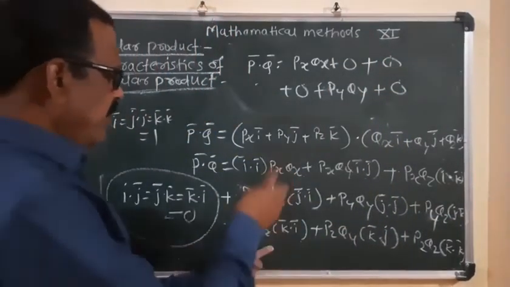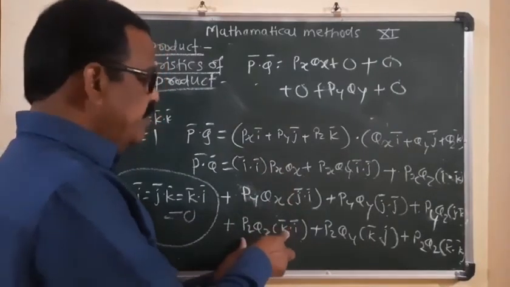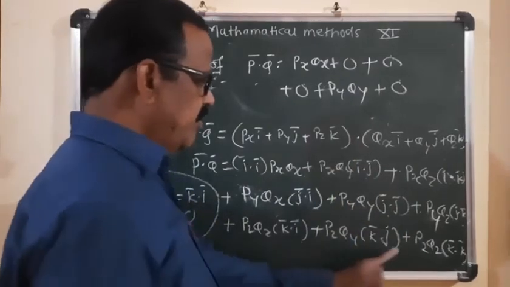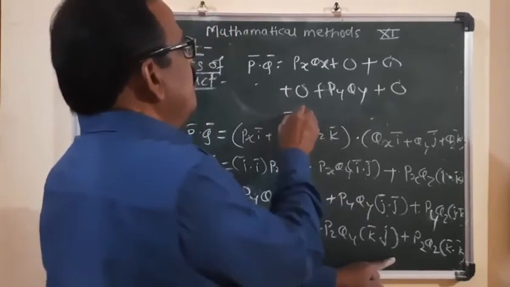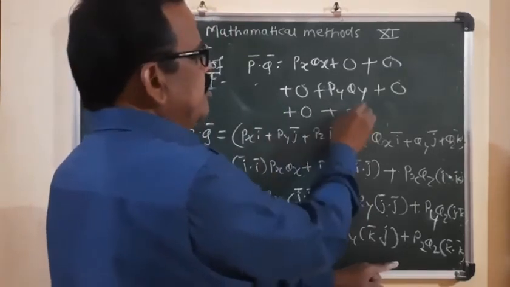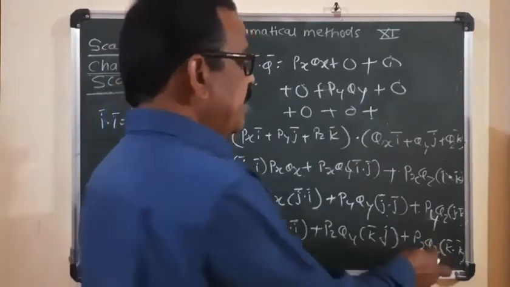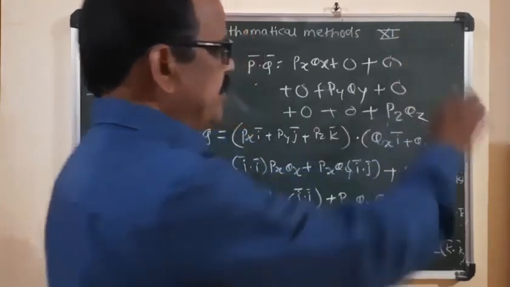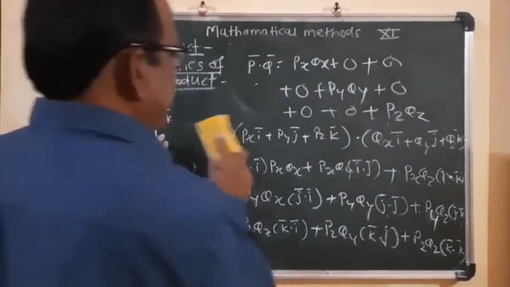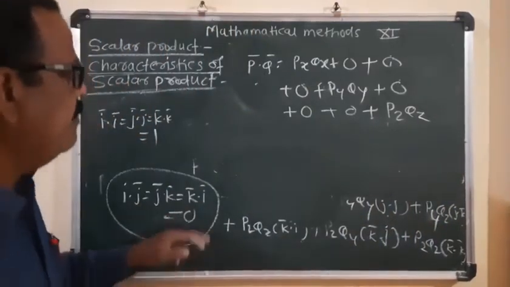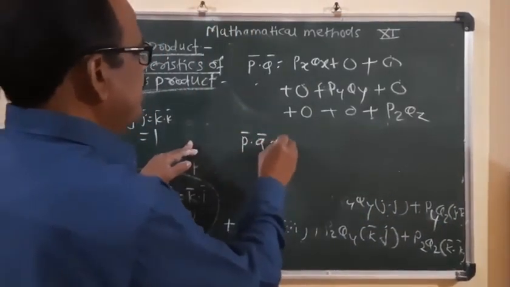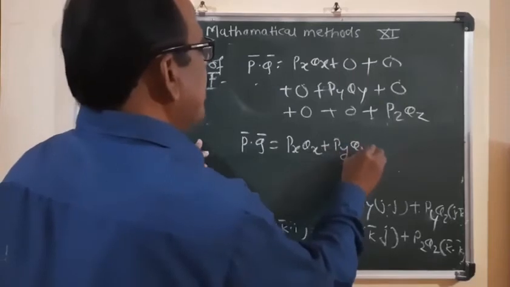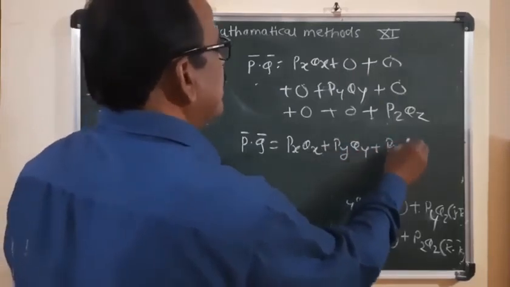The last term: Pz Qx K bar dot I bar is equal to 0, plus Pz Qy K bar dot J bar is equal to 0, plus Pz Qz, K bar dot K bar is equal to 1. Therefore, Pz Qz. असं सुद्धा लिहू शकतो आपण: P bar dot Q bar is equal to Px Qx plus Py Qy plus Pz Qz.